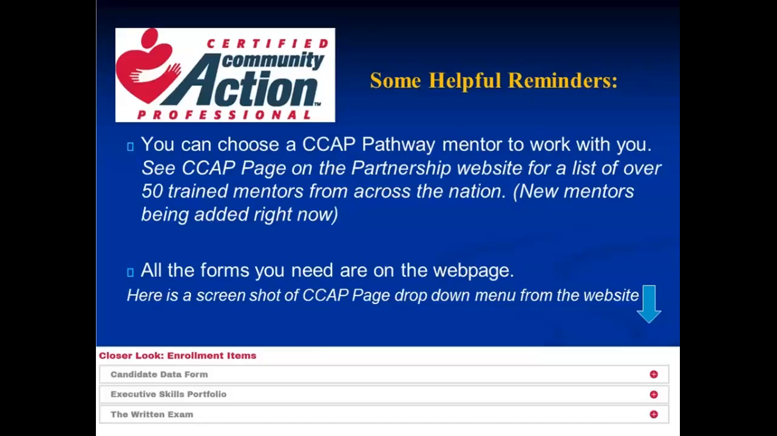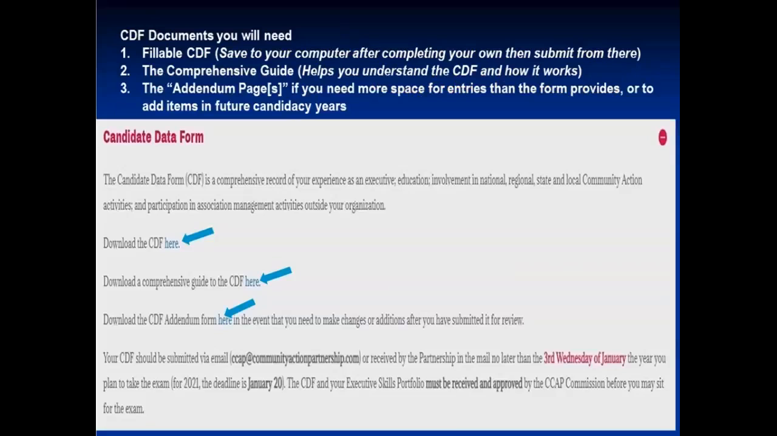If you look on the screen, see what you see in the bottom of your screen? You see a closer look, enrollment items, candidate data forms, executive skills portfolio, the written exam. On that page, which is Ccap, communityactionpartnership.com/Ccap, you'll see this screen. If on that screen you click on any of those drop-down menus, if you click, for example, on candidate data forms, this is what you'll see.